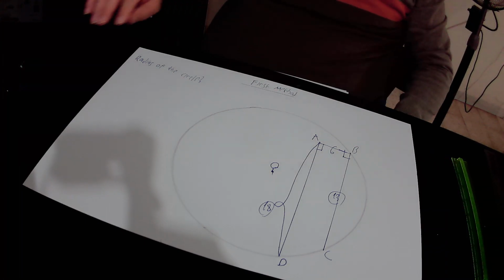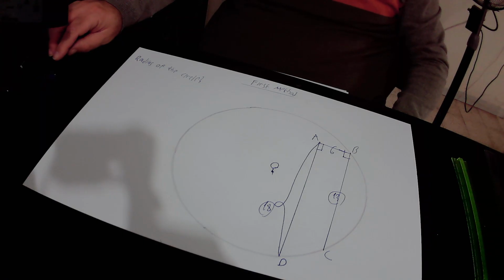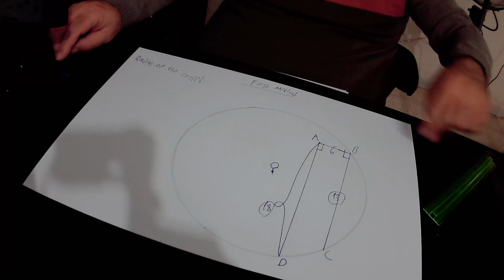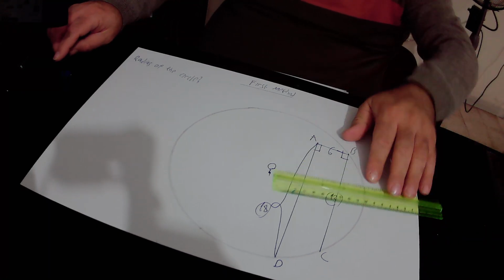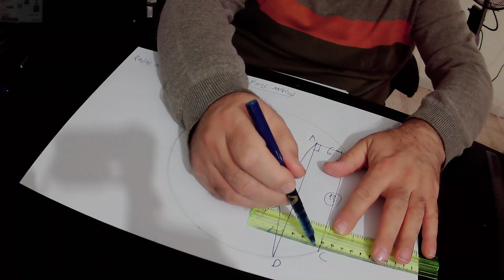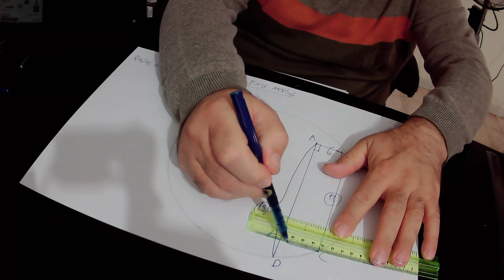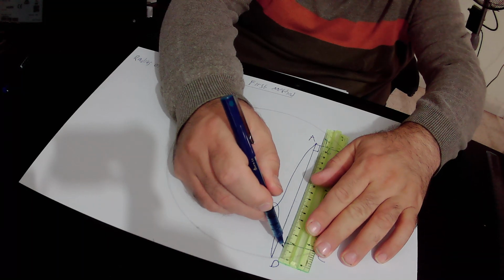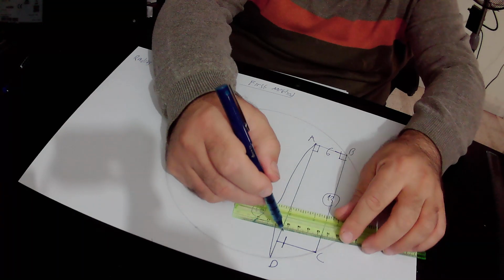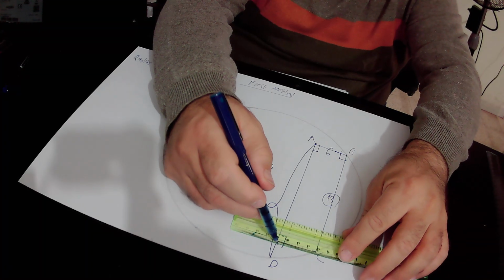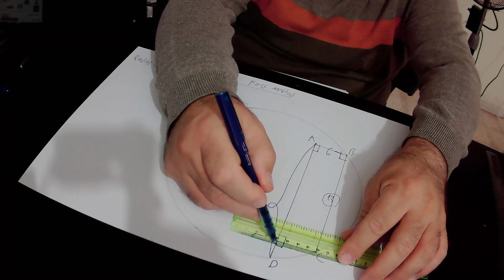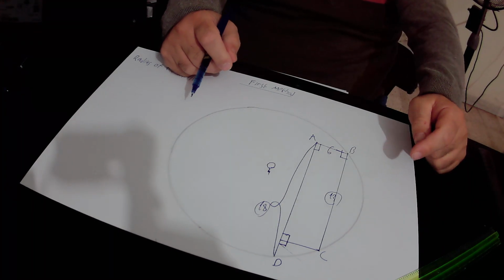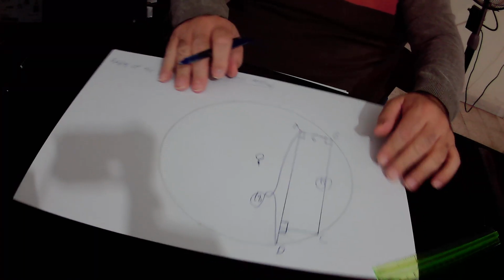So first of all, we'll make a construction, which is to say from point C we will go perpendicular to AD. So this angle equals 90 degrees, and this angle equals 90 degrees according to our construction. We will define the touching point of the perpendicular from point C and AD as E.